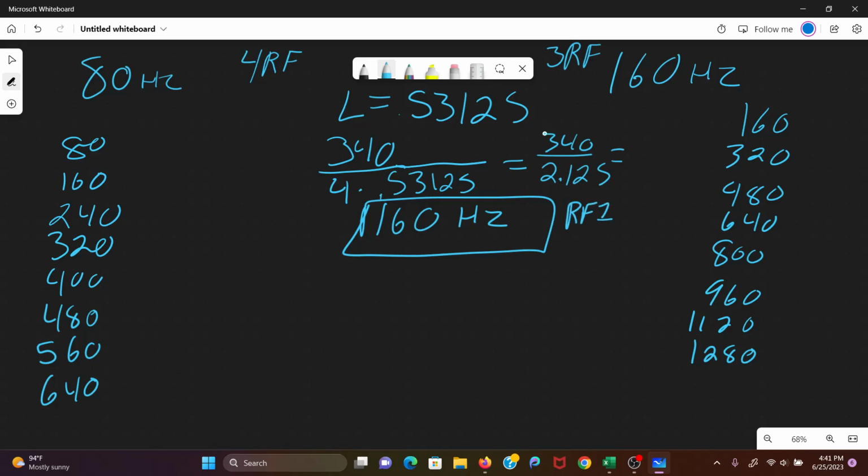Your second resonant frequency is going to be 2n minus 1. We're going to multiply that for each one of these, right? So the first one is 1. 2 times 1 is 2, minus 1 is 1. So that's why it's just 160. The next resonant frequency is going to be 2 times 2, which is 4, minus 1. That's 3. So 160 times 3 is 480.